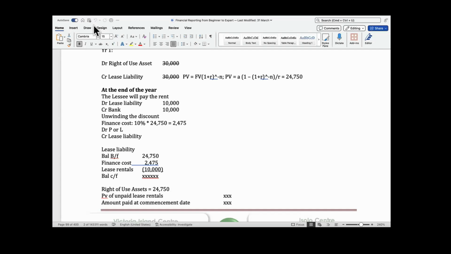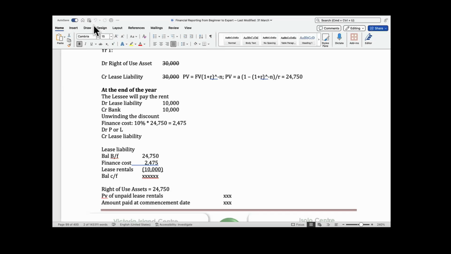So for IFRS 16, that talks about leases, we learned that in a lease contract, there are majorly two parties, the lessee and the lessor. The lessor is usually the owner of the assets, while the lessee is the tenant or the party that has the right to use the asset.